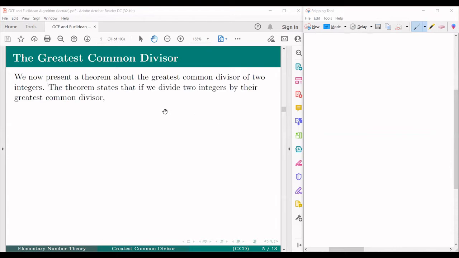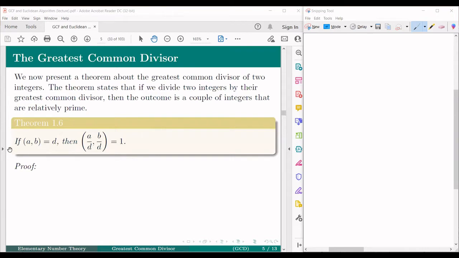The theorem states that if we divide two integers by their greatest common divisor, then the outcome is a couple of integers that are relatively prime. So we have here the theorem. If the greatest common divisor of A and B is D, this is the GCD of A and B, then if we divide A and B by the GCD, then the GCD is 1. Hence, A over D and B over D are relatively prime, from our previous discussion, if the GCD is 1.